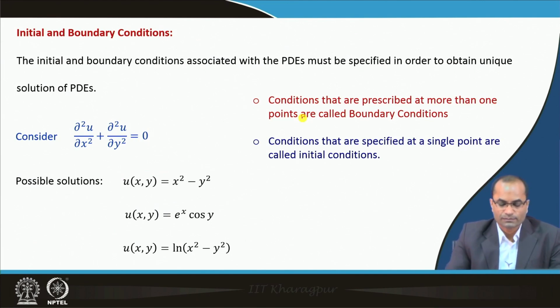So, let me just explain here a bit more. For instance, we have a dependent variable u which depends on x and t. X is the space variable.